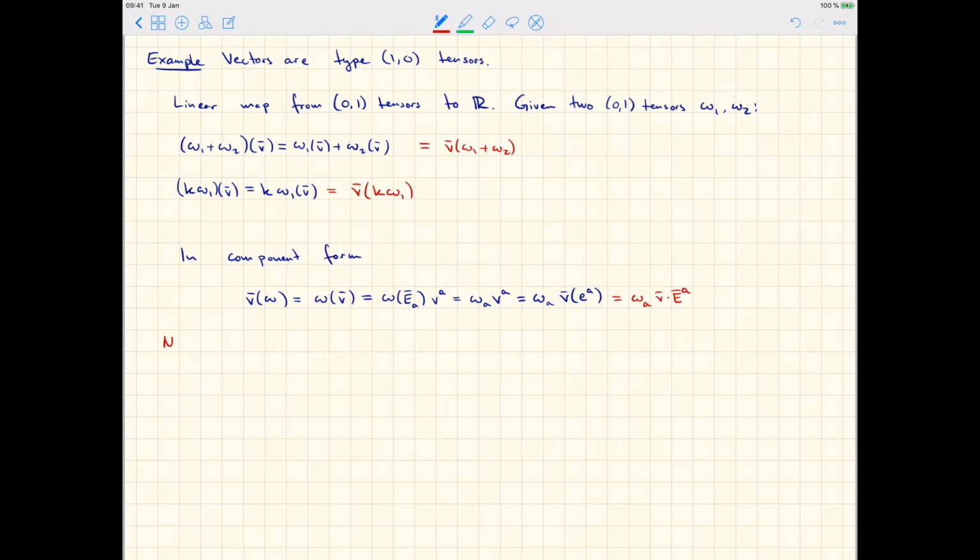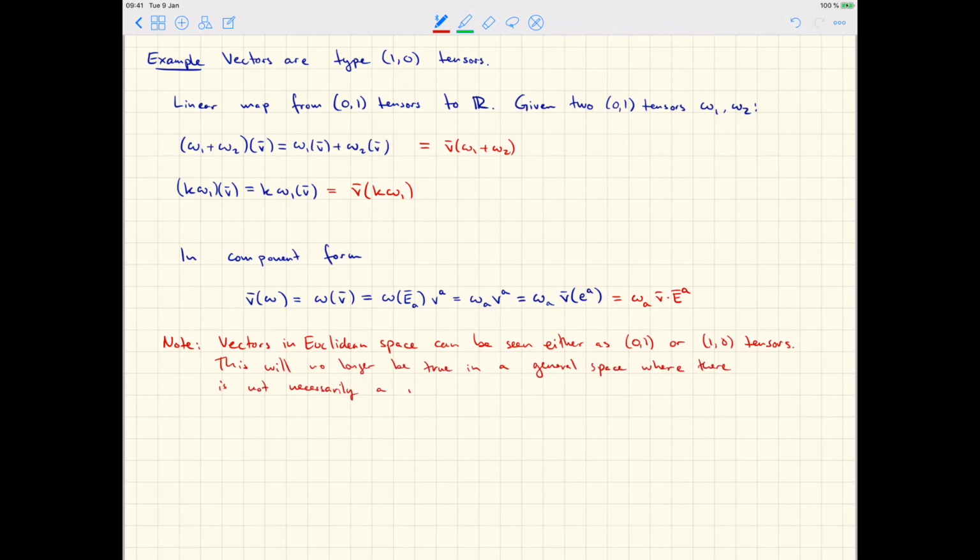As we now have seen, vectors in Euclidean space can be seen either as a type (0,1) or type (1,0) tensors. This has been predicated on the existence of an inner product. However, it will no longer be true in a general space where there is not necessarily a metric that defines such an inner product.